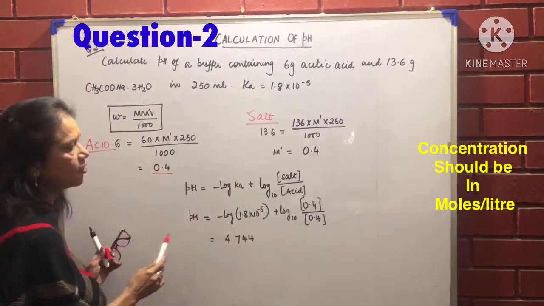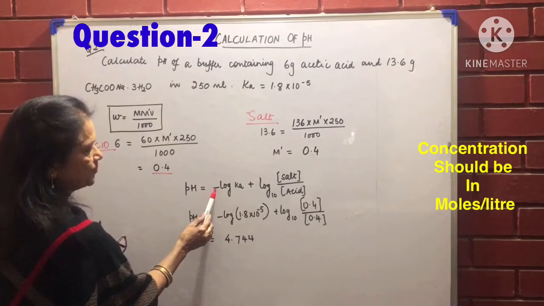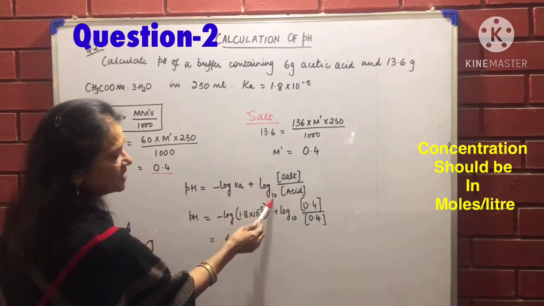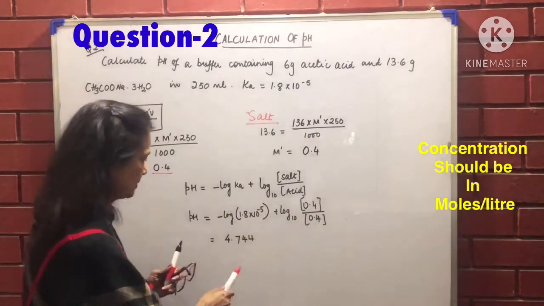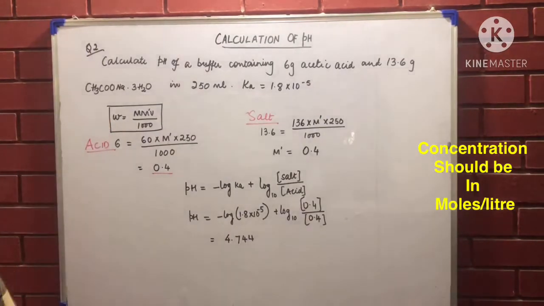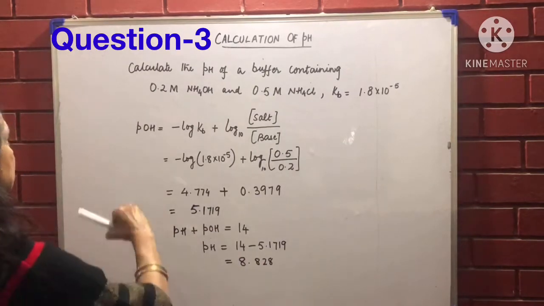Then in the same formula, we will substitute the values. Ka is given, so pKa I have to use, so minus log of Ka plus log to the base 10 salt upon acid. Substituting the values, the pH value is coming as 4.744. Now see the next question.